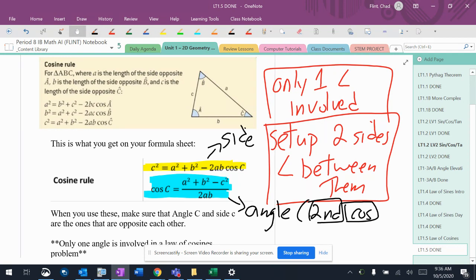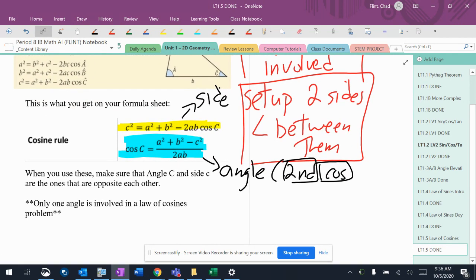And then the big thing is the C's. This thing right here says when you use these, make sure that angle C and side C are the ones that are opposite each other. There's only going to be one pair of sides and angles involved in the problem that are opposite each other. With the law of sines, we highlighted everything, and there was usually a blue side and a blue angle, and a yellow side and a yellow angle, and that's how we put in the fractions. With this one, that kind of setup won't be there. I've got only one angle involved in these law of cosines problems.